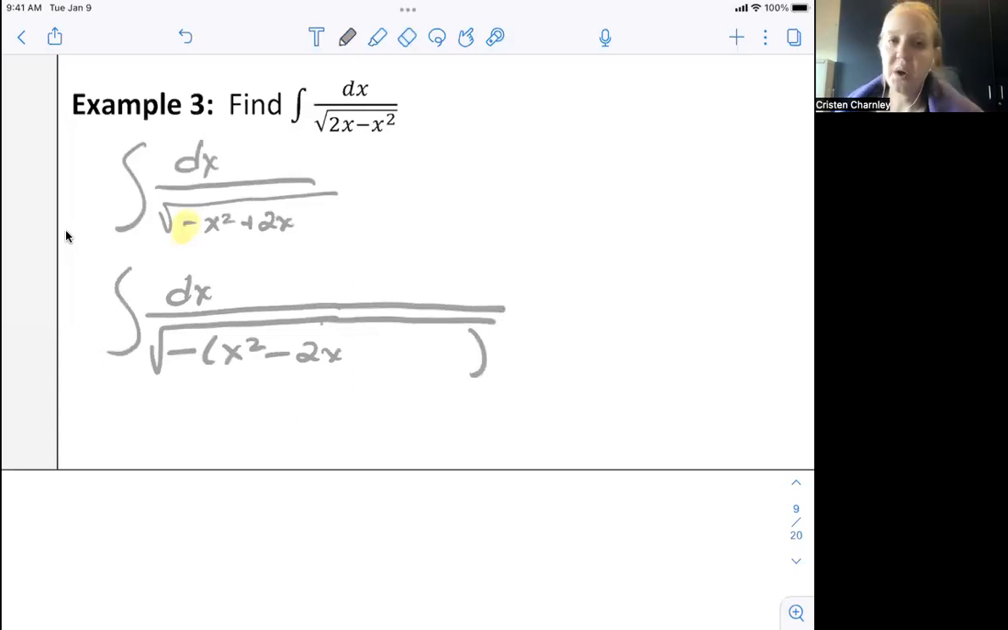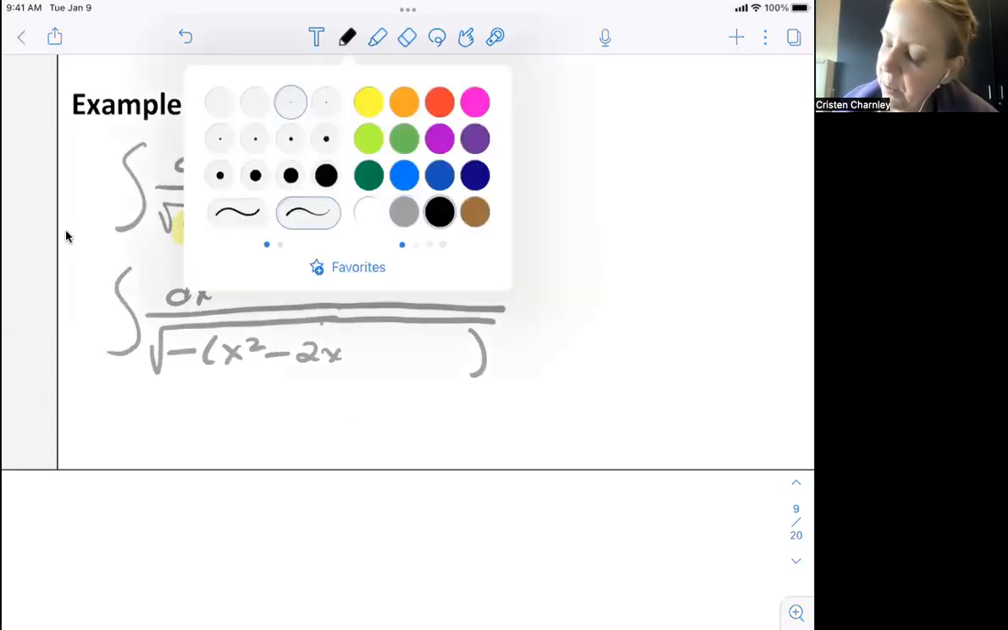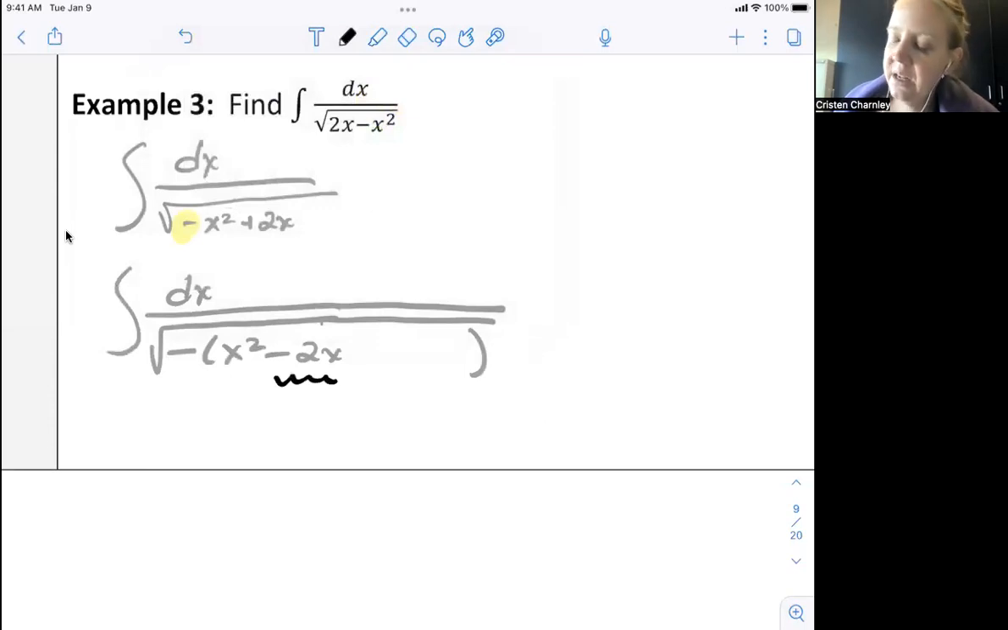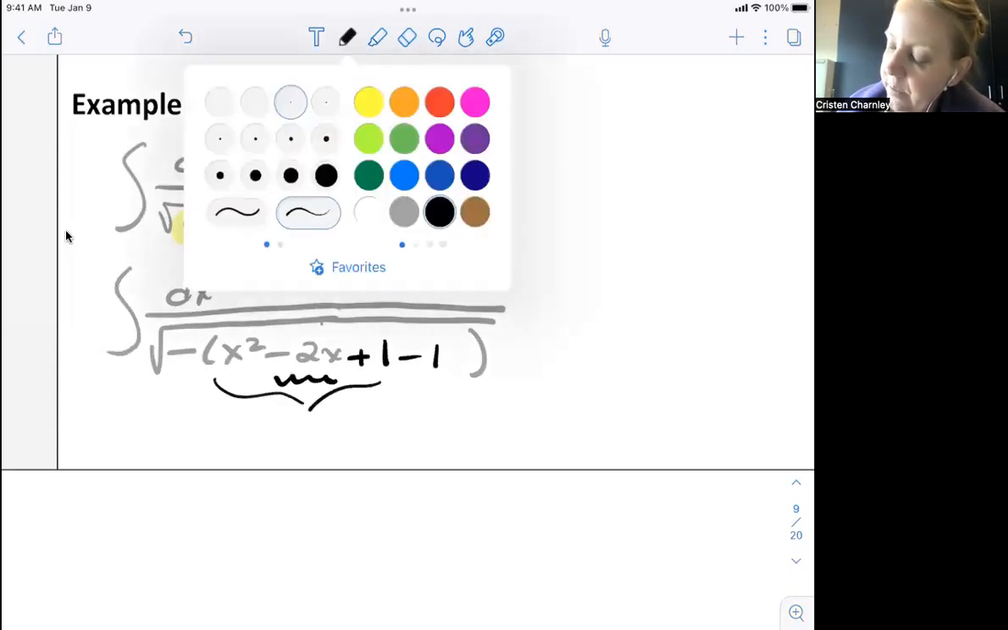Okay, so to complete the square, let's just see what happens. I want half of negative 2x. So half of negative 2x is negative 1 without the x. And then negative 1 squared is plus 1. So I add 1 inside the parentheses and I subtract 1. That's how it stays balanced. So now I'll take this piece and factor it.